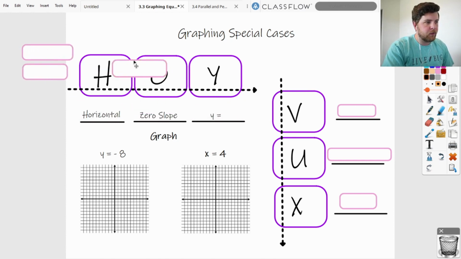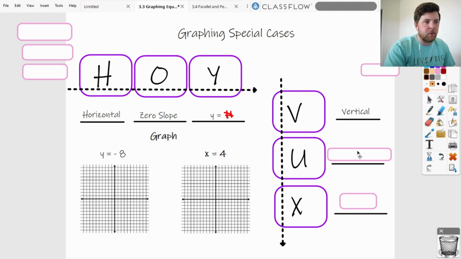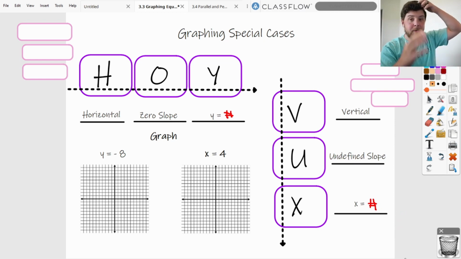We'll have a 0 slope, and these are always y equals a number. If you ever just see y equals a number with no x's at all, that means it's going to be a horizontal line. Vux stands for vertical, an undefined slope, and x equals a number. So if you ever just see something like x equals 2, that means it's going to be a vertical line.